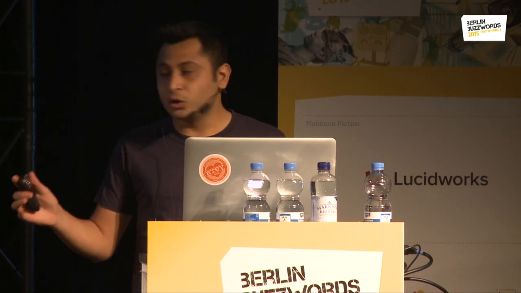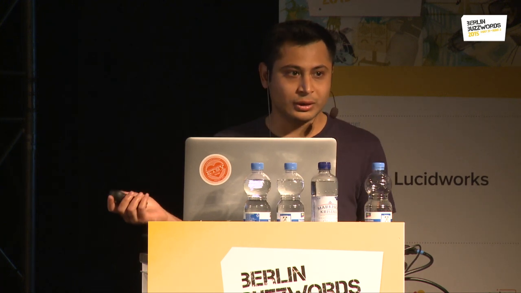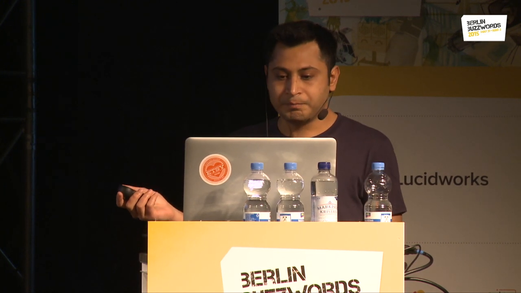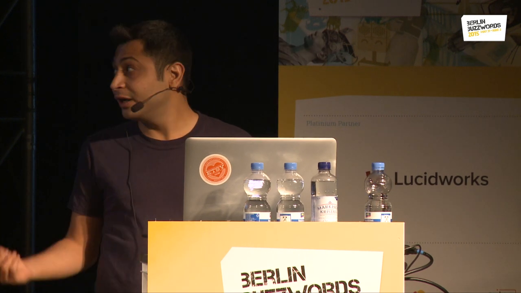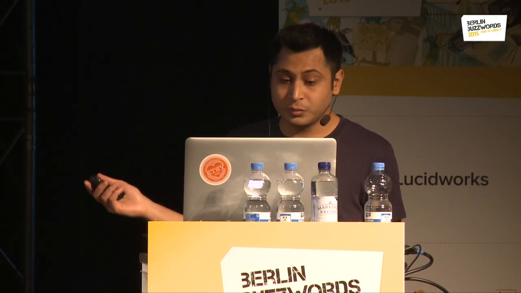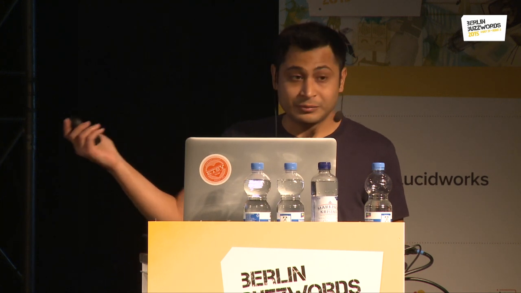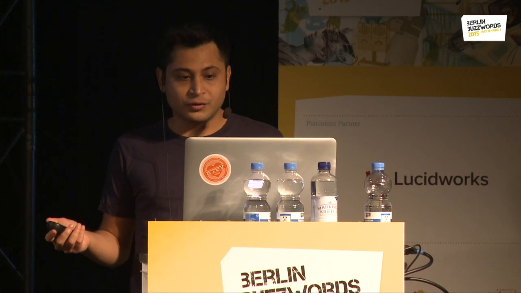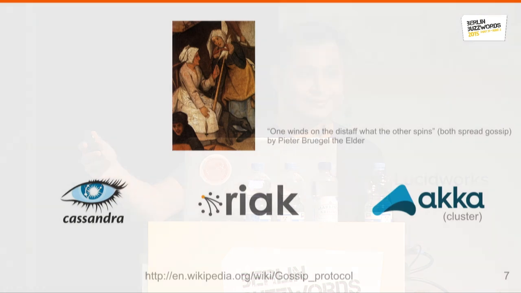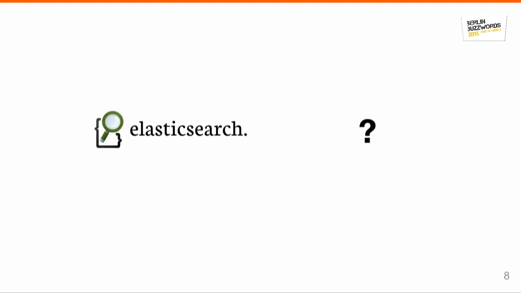But using a strong central coordinator like Zookeeper is certainly not the only way to do cluster coordination. For example, there are projects like Cassandra and Riak. And Akka is an actors library for the JVM, and it has a cluster module. All of these projects are using their own implementations of gossip protocols. So here, instead of having some central coordinator that's external to the system, the nodes are constantly exchanging information about the cluster. So what does Elasticsearch do for cluster coordination?